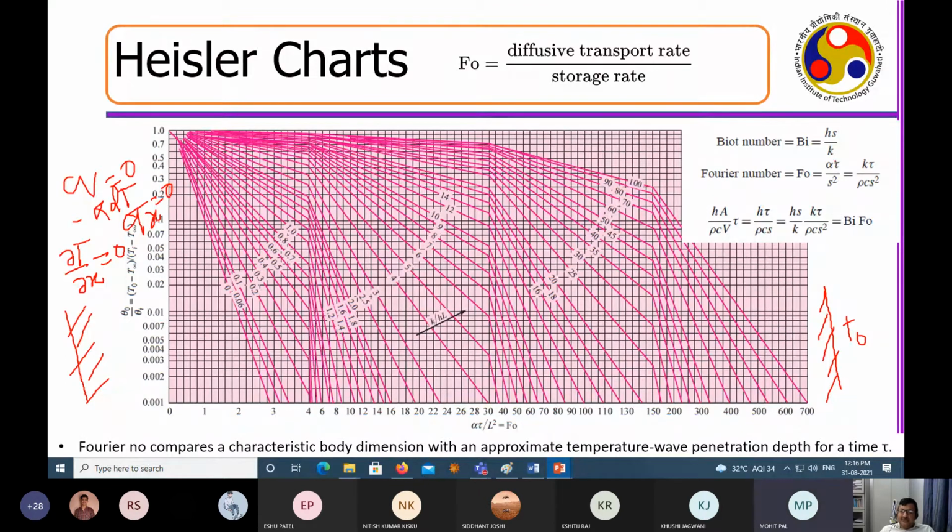Why? Because you can see that you have clubbed so many parameters here. You have taken into account the heat transfer coefficient of the medium, the conductivity, surface to volume ratio, density, capacitance. When you multiply the Biot number by the Fourier number, you have taken into account all the possible parameters that are responsible for the temperature variation. So is it clear now?